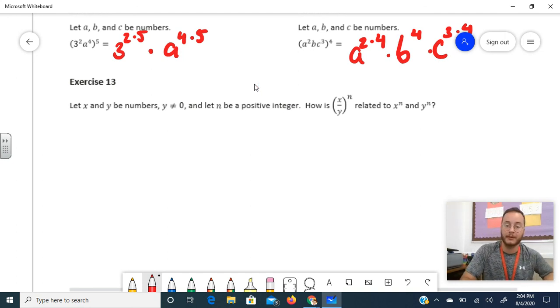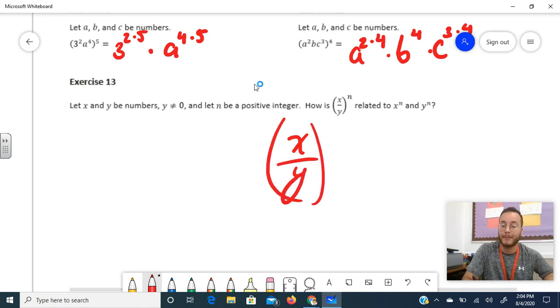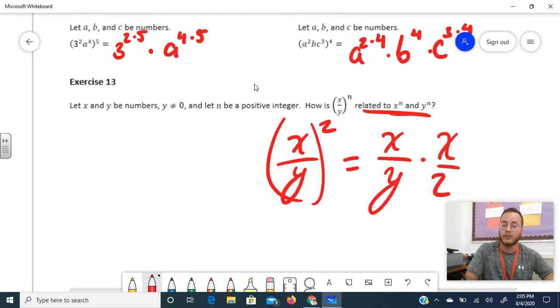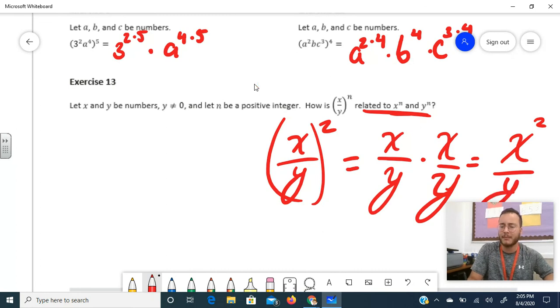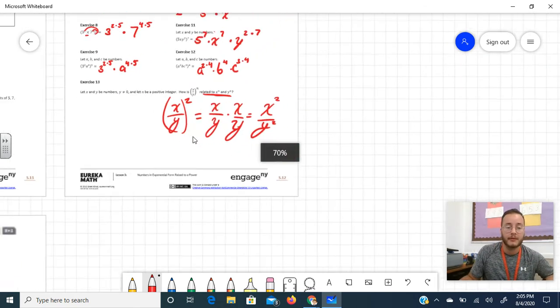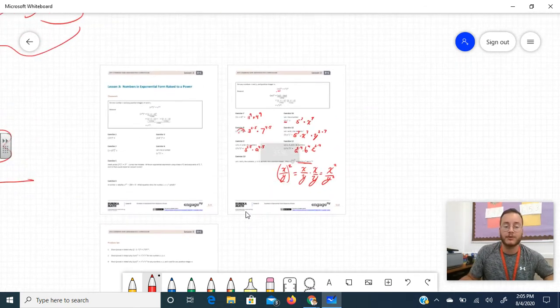Remember what I said earlier. Whenever you have x over y to any power, I'll say 2, it's related to x to the n and y to the n because whenever you expand it, it is x over y times x over y, which will make it equal x to the 2nd, or x to the n, divided by y to the 2nd, or y to the n. That's how they relate. All right, you guys go ahead and start on your problem set.